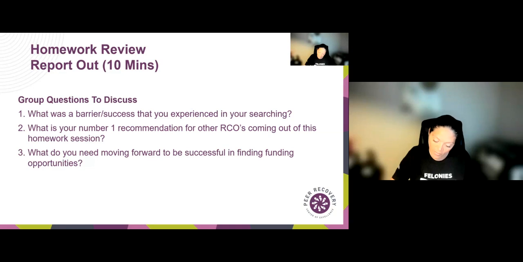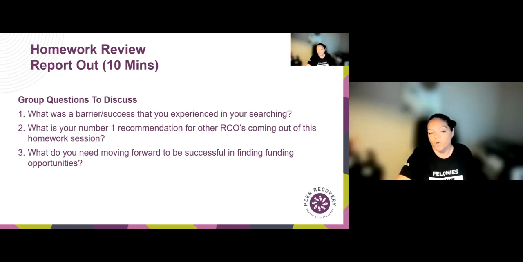The other thing I would add is that the folks in our group weren't necessarily the grant writers for their organization. So that was a key takeaway from ours. And so we had talked about the need for capacity building opportunities for wherever you're at within the organization.